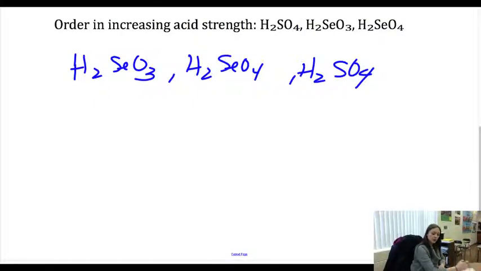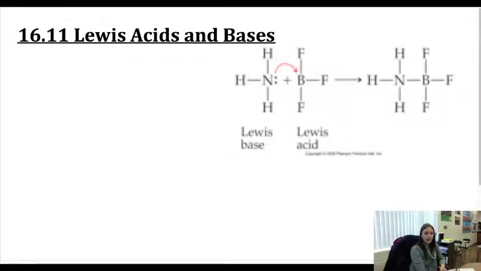Last section here. We're talking about a Lewis acid and a Lewis base. This is our last definition of an acid and a base. This is the most general definition. This one came about because somebody realized that there were a few things that were actually acting as an acid and a base but did not fit the Bronsted-Lowry definition, where we're talking about protons accepting or donating. So they made these definitions.